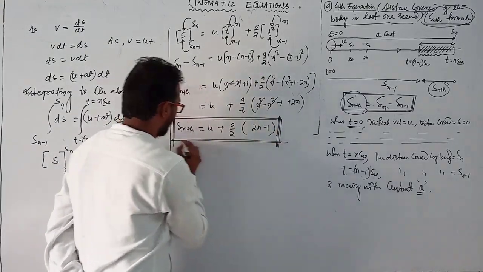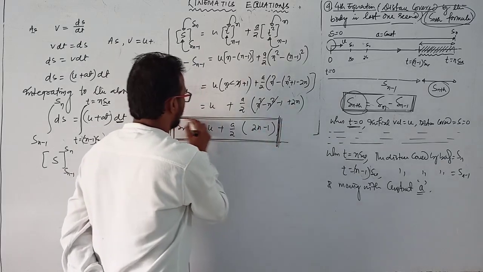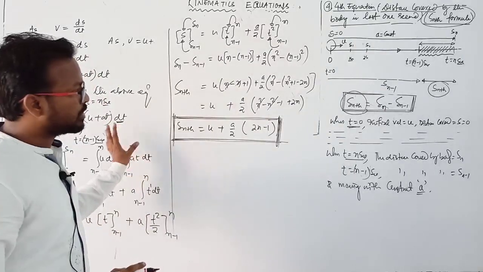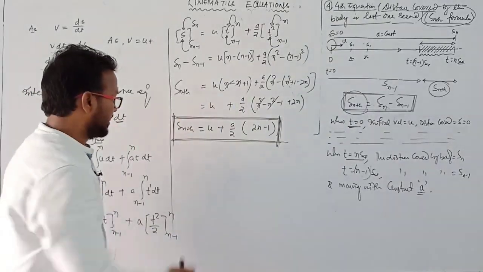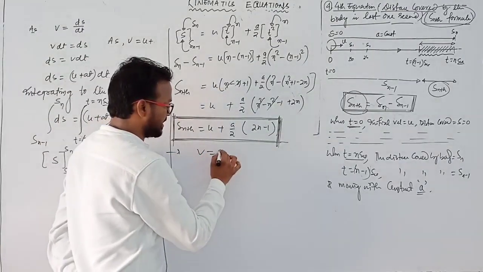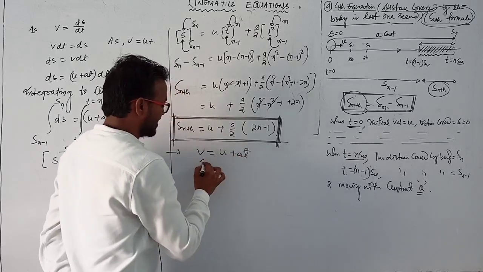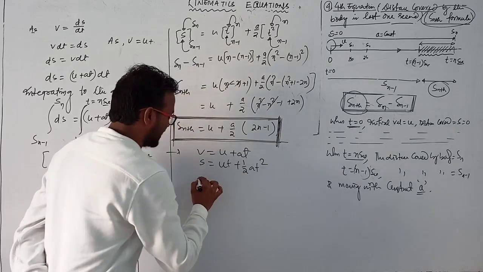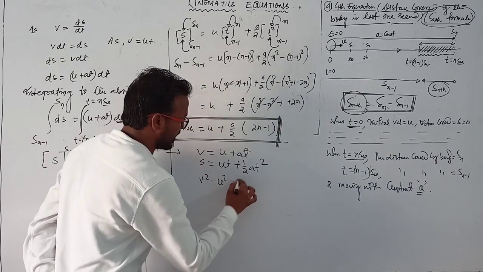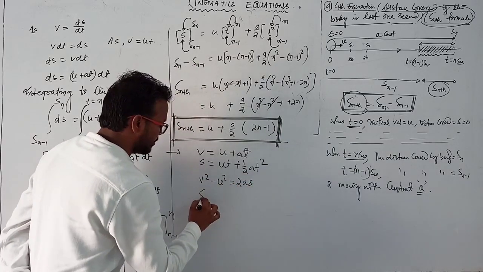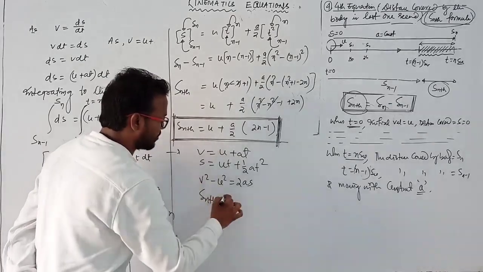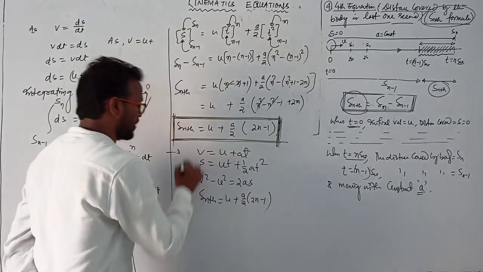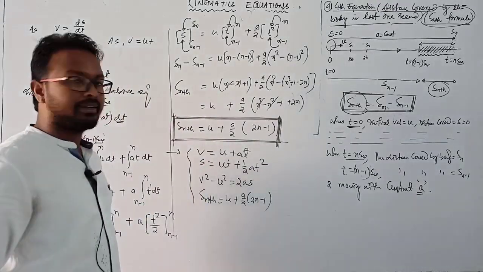Clear? And this mechanics chapter is related to other chapters. So these four equations are most important. And what are the four equations? First equation: v equal to u plus at. Second equation: s equal to ut plus half at square. Third equation: v square minus u square equal to 2as. And fourth equation: Snth equal to u plus a by 2 times (2n minus 1). These four equations are very important.